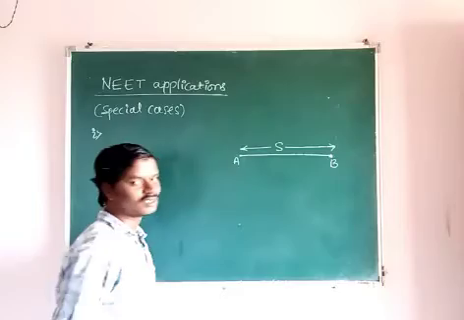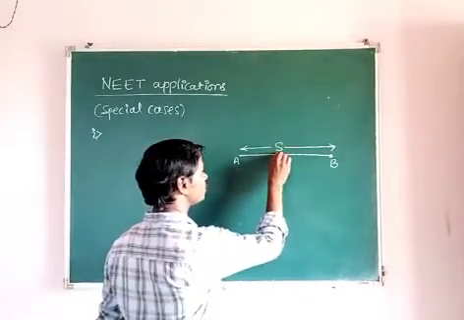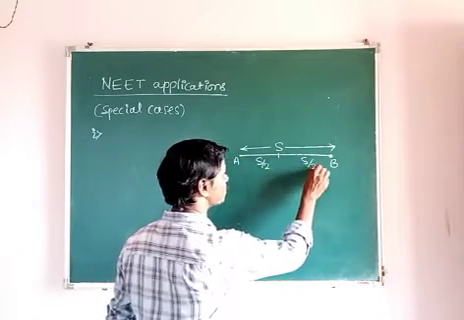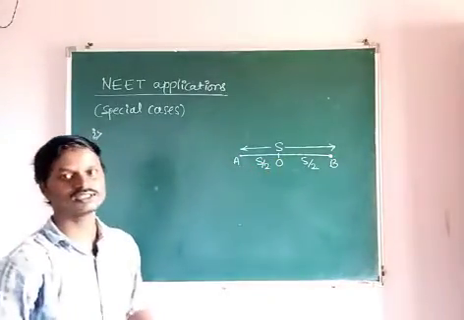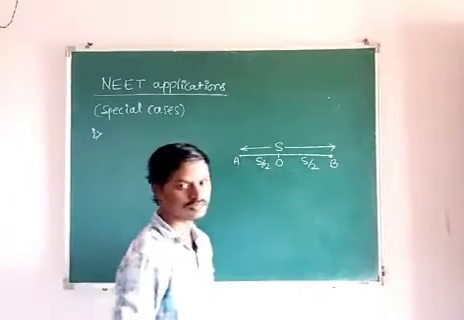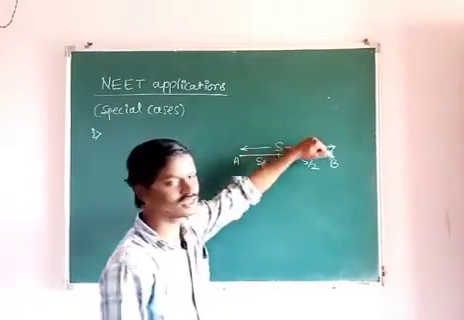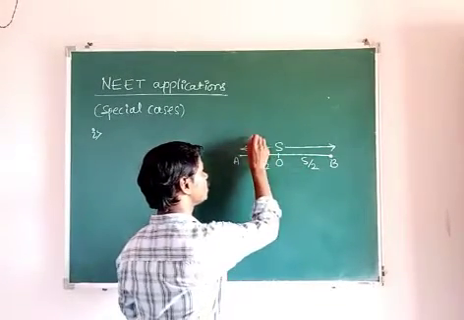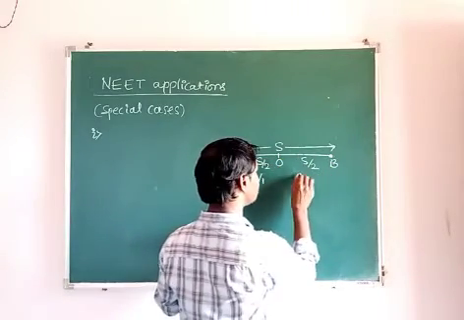Now let us consider when the object is moved from A to B, first it will cover the distance s by 2, and next again it covers the distance s by 2. I will take this point as O. Then from A to O, the distance covered by the object is s by 2, and from O to B, the distance covered is s by 2. Means the object covers two equal distances with the speeds v1 and v2. From A to O, I will take the speed as v1. Then from O to B, the speed of the object is v2.